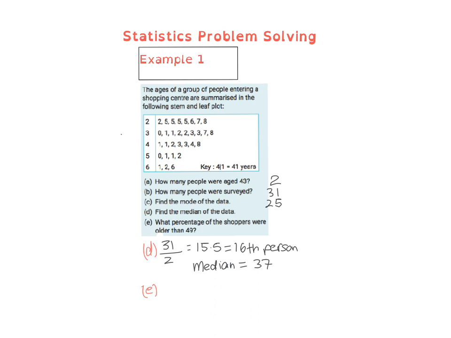Okay, and then the last one, E, what percentage of the shoppers were older than 49? Again, I'm going to count up how many people were older than 49. There's no one 49, so 50 starting here is 1, 2, 3, 4, 5, 6, 7. So my sum is going to look like 7 people older than 49 divided by the total number of people who were surveyed, which is 31. And then to convert anything to a percentage, it's going to be multiplied by 100 over 1. And my answer, 2%.